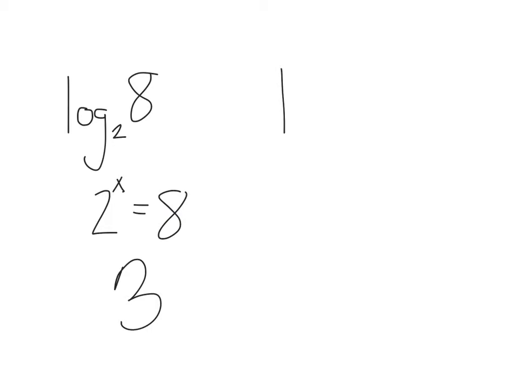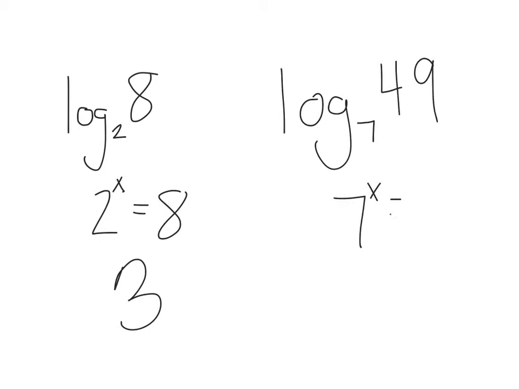Okay, same thing if we had log base 7 of 49. What do we raise 7 to get 49? Well, it would just be 2. Okay, remember if it was like 1 over 49, well, that's just going to be a negative 2. Anytime it becomes a fraction, we just would be a negative.